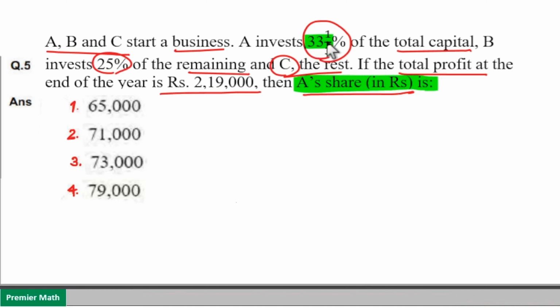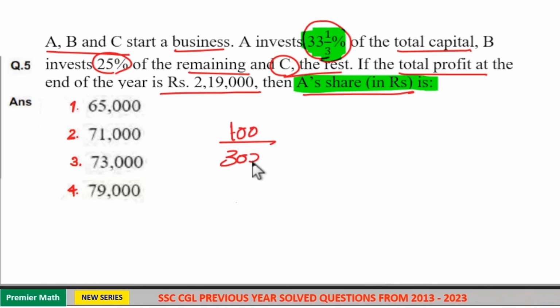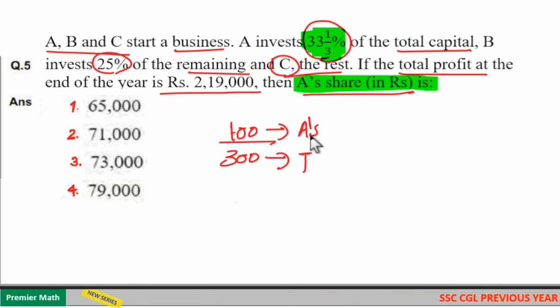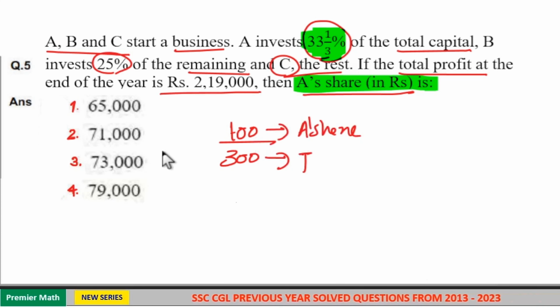Here the question says A invests 33 into 1/3%. That is 33 into 3 is 99, plus 1 is 100. So 100 by 3% means 100 by 300 of the total capital, which means 300 is the total capital and 100 is A's share. We have to find out what is A's share. 100 part is A's share.